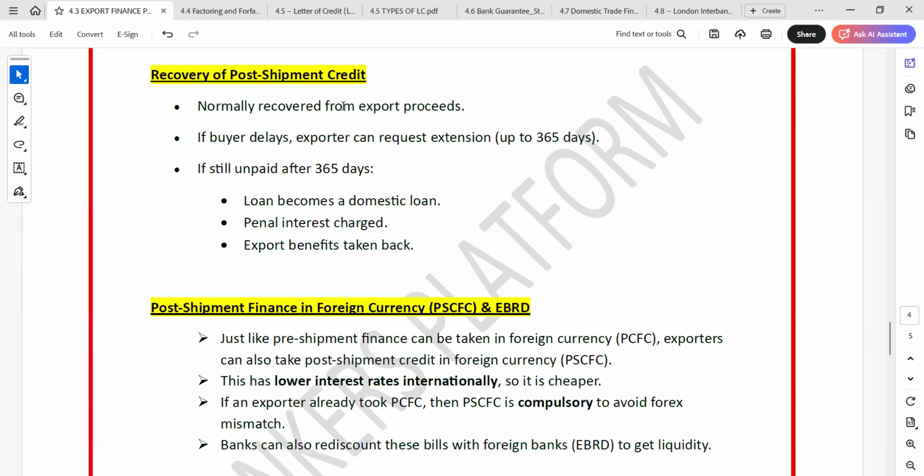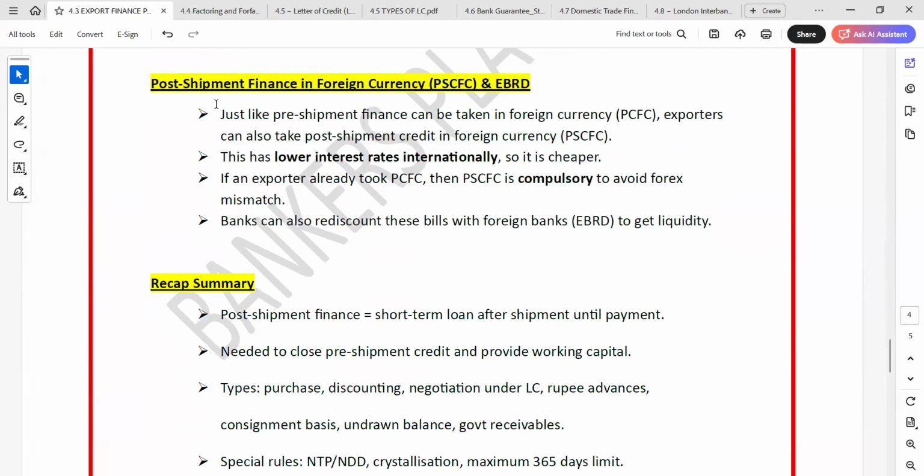Recovery of post-shipment credit is normally from export proceeds. If the buyer delays, the exporter can request an extension up to 365 days. And if still unpaid after 365 days, the loan becomes a domestic loan, penal interest is charged, and the exporter benefits are taken back.